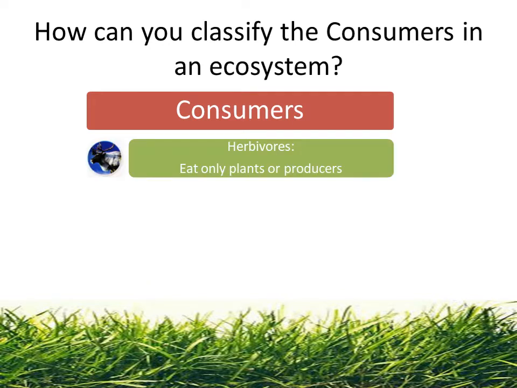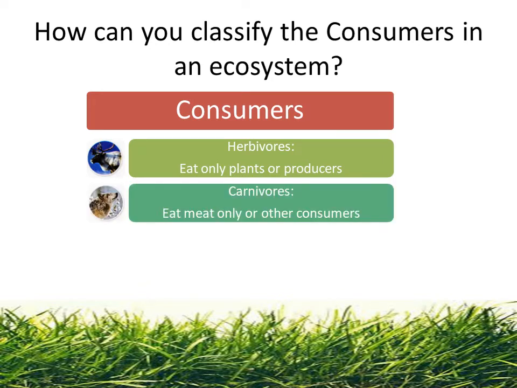I will start with the herbivores. Herbivores like the caribou, they eat only plants or they eat only producers. Like the caribou, like the deer, the giraffe, the sheep, the horse, the camel, all of them are herbivores because they depend only on plants or producers for food.